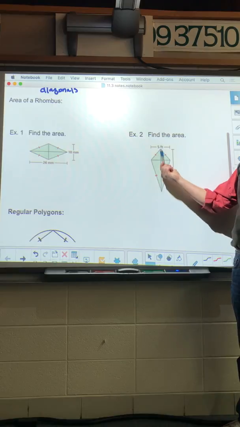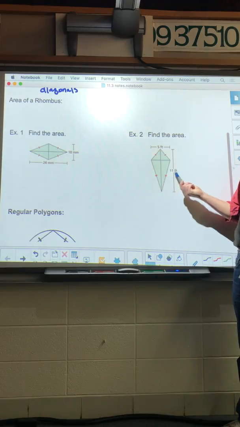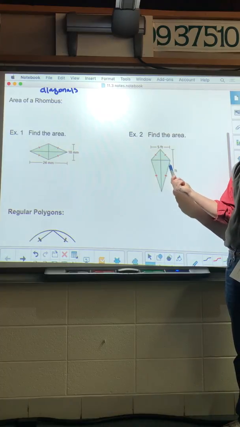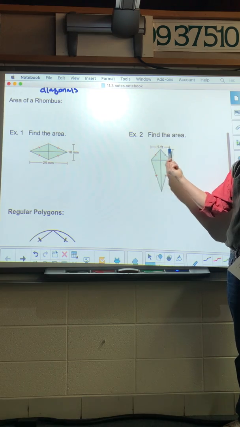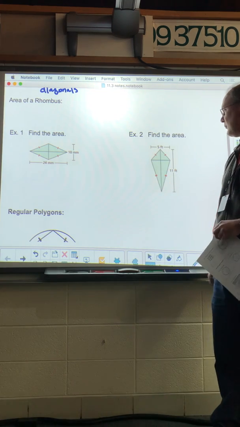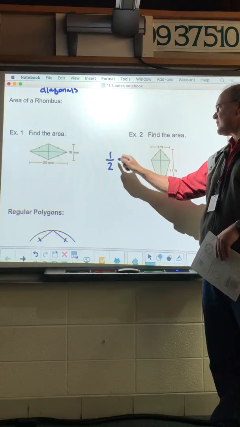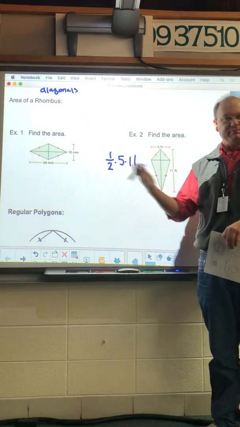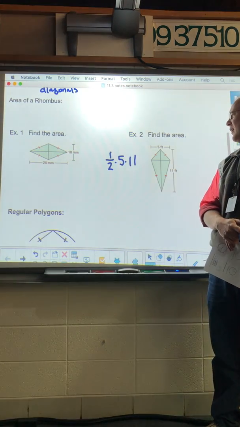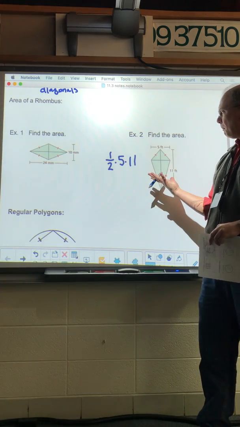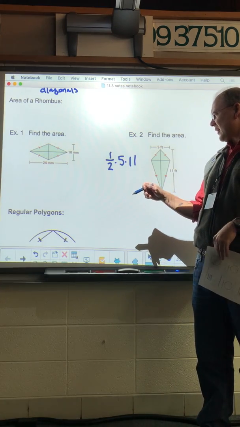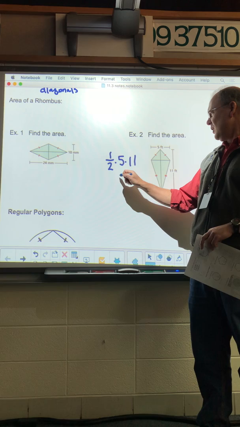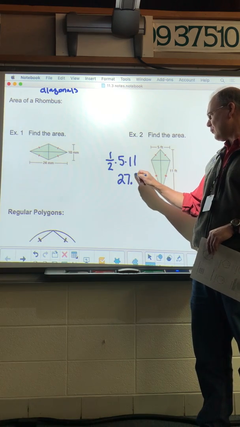So from the bottom to the top, that's one of the diagonals. That's 11. Going from the left side to the right side here, that's another diagonal. Says that's 5. So 1/2 times 5 times 11. That will give you the area of the kite. So if you got a calculator, type that into your calculator. We should get what? 27 1/2, 27.5.